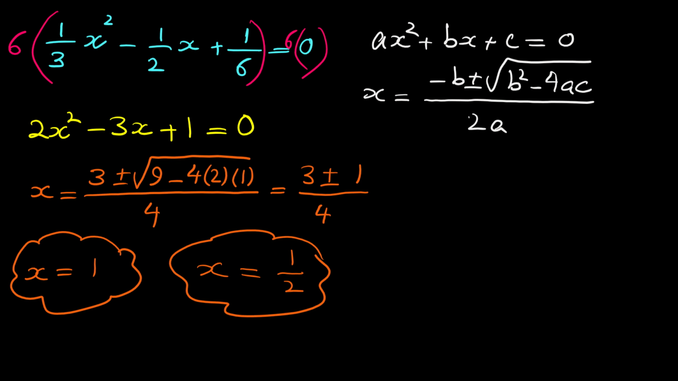So don't forget this. Whenever you have fractions, to get rid of fractions in a linear equation or quadratic equation, you can multiply both sides of the equation by an appropriate number. By doing that, you can get rid of the denominators. Then, solving the equation is easier.